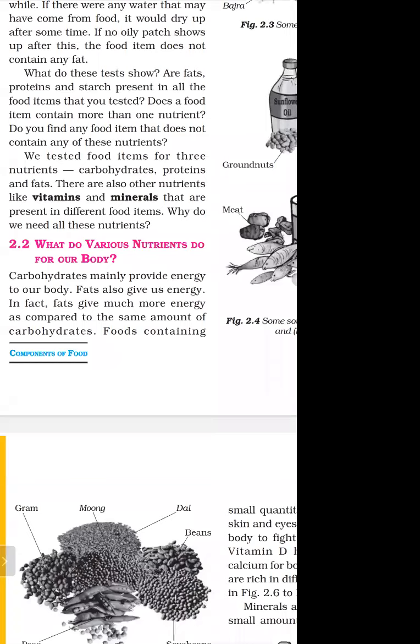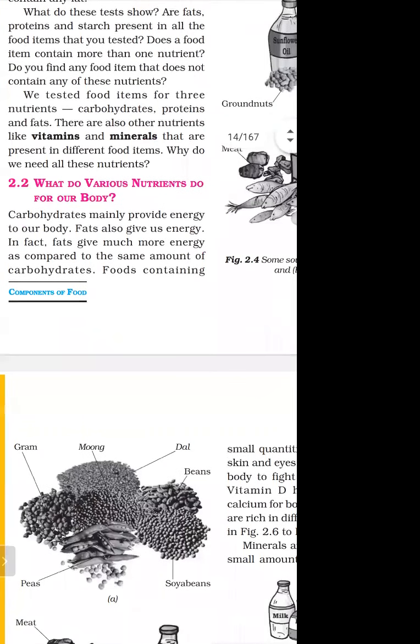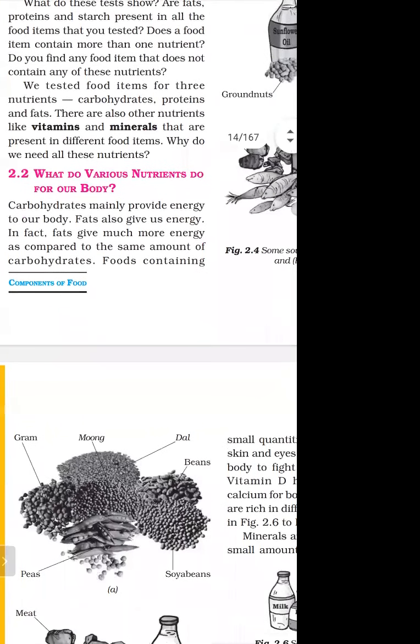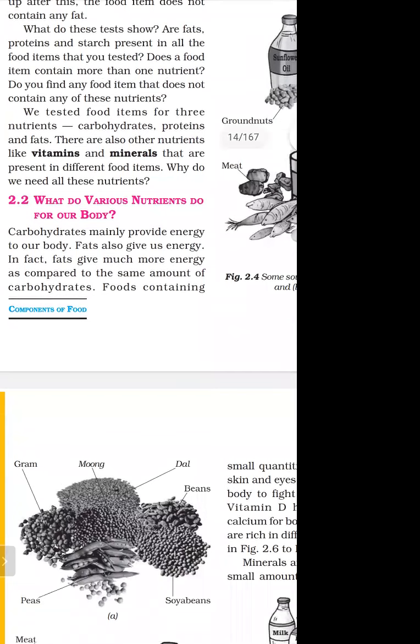For example, from the rice we obtain carbohydrate, and from the milk we obtain... from the ghee we obtain fat. So ghee gives more energy as compared to rice, because in ghee there is a component fat, and in rice there is a component carbohydrate. So ghee provides more energy as compared to rice, because fats give us more energy as compared to carbohydrates.